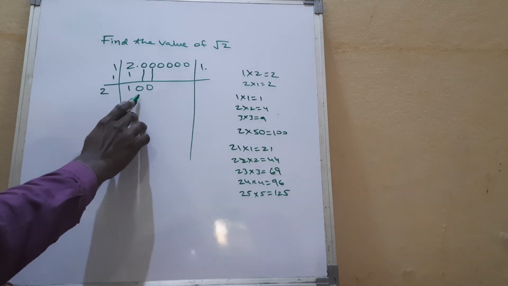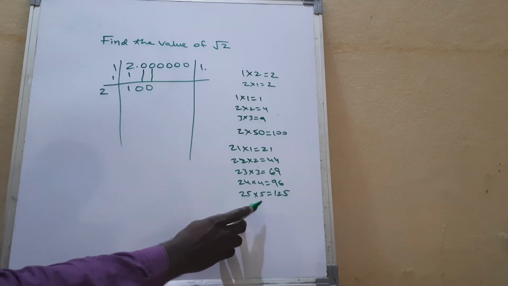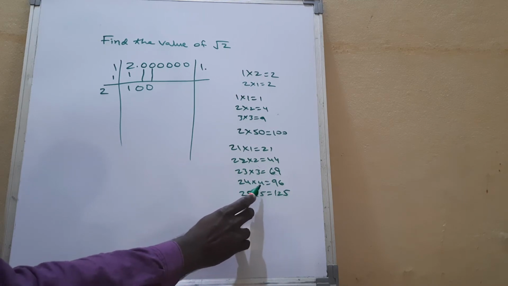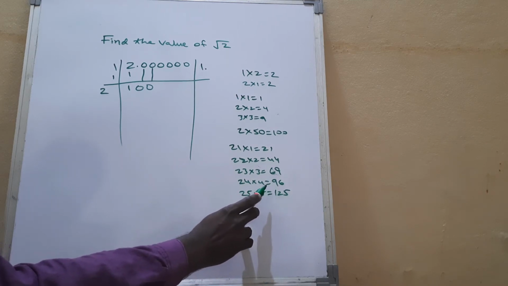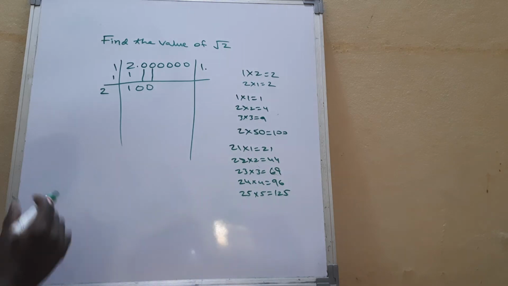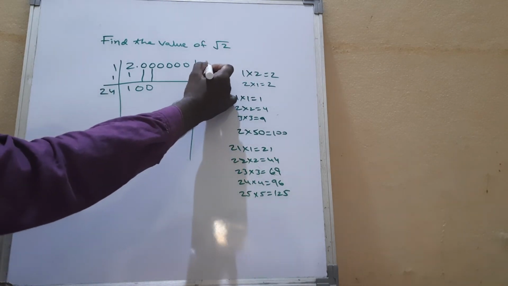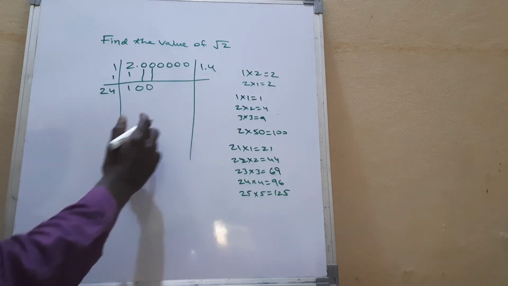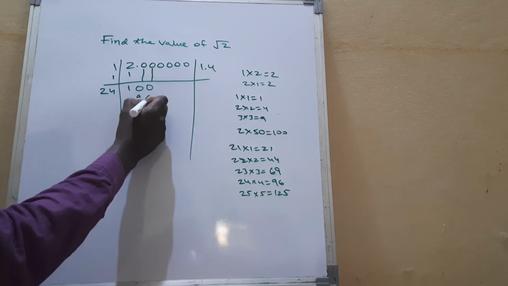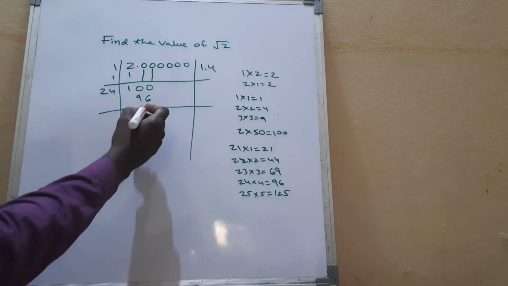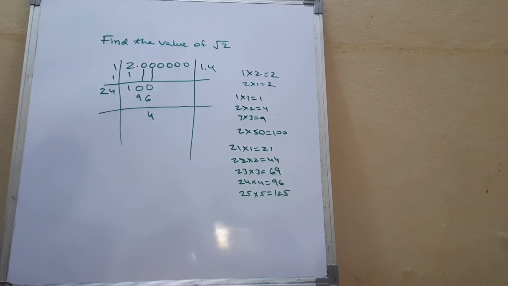Here 100 is present. 25 into 5 is equal to 125, which is more than 100. 24 into 4 is equal to 96, which is less than 100. So we take 24. Here 2 is present, 2 for 24. Here 4, 24 into 4 is equal to 96. Now we subtract this. What comes? 4.